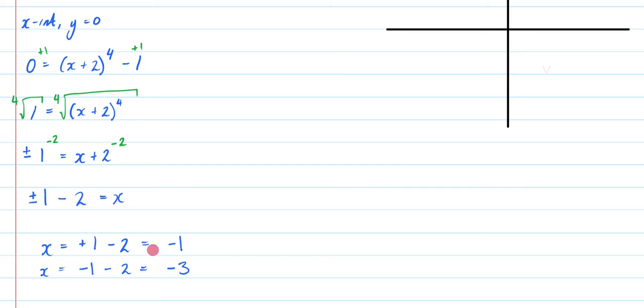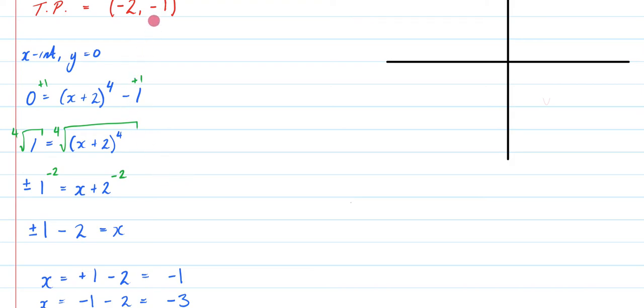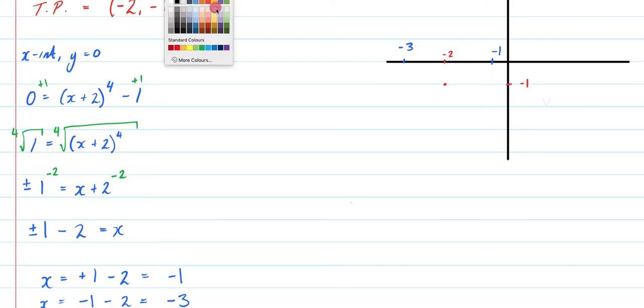Actually, before we continue, let's mark that on our little graph here. So we're going to get negative 1, which will be here, and we'll get negative 3, which is going to be here. And we know we have a turning point of -2, -1, and that makes sense because it's going to be halfway between them. So -2 is going to be here, and let's call this -1. This is not to scale.